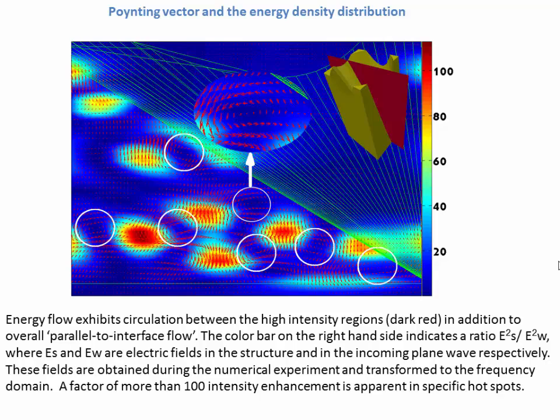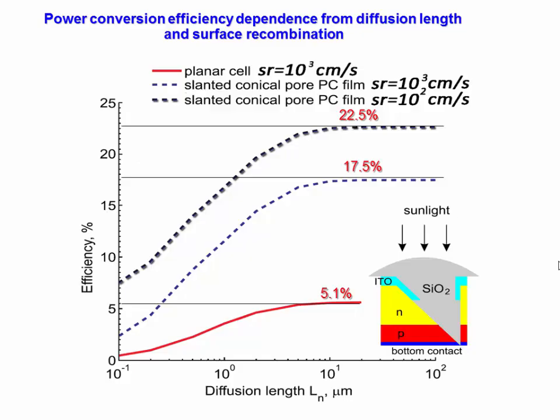Here I present the power conversion efficiency dependence on diffusion lengths for this type of structure. And you remember this reference case, 5.1, but we can achieve 17.5 for slanted conical pore structure and 22.5% as well, depending on the surface recombination.